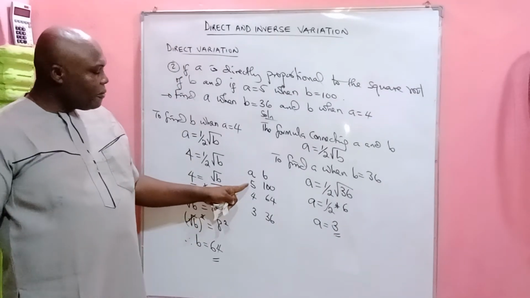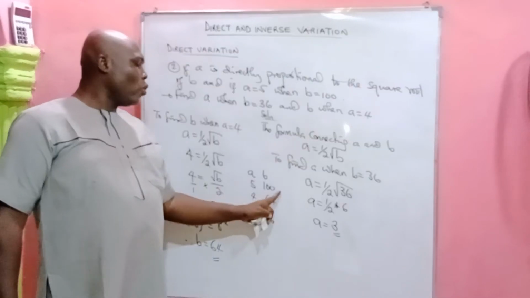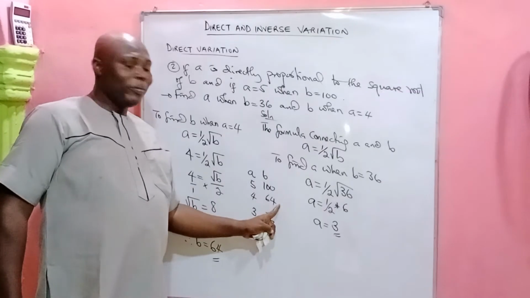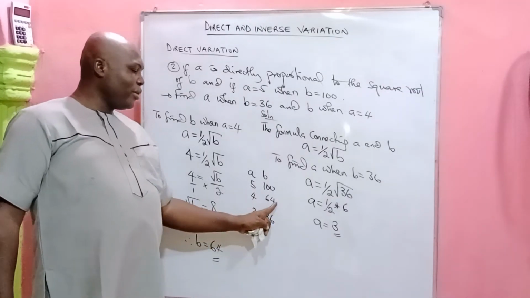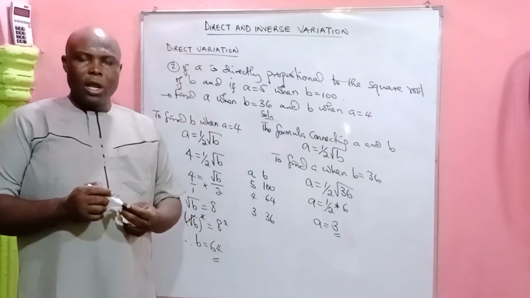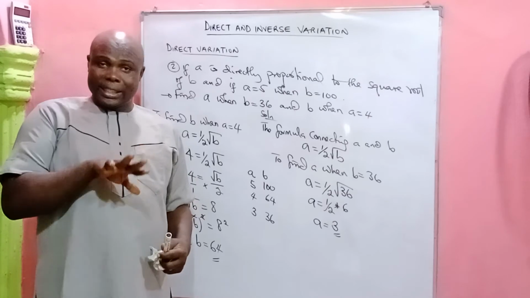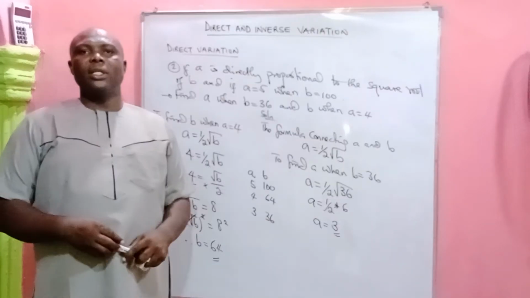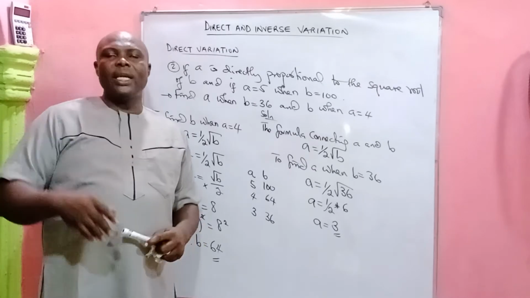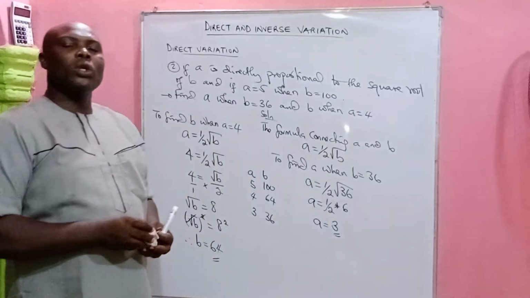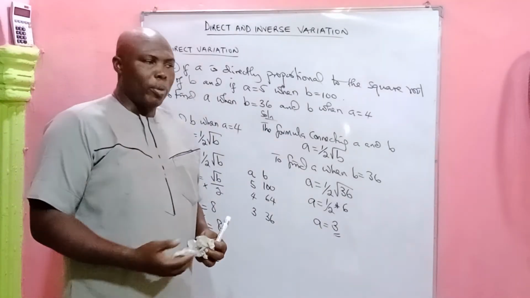You can see that when A was 5, B was 100. A reduced to 4, B reduced to 64. A reduced to 3, B reduced to 36. So you can see that they move in the same direction, meaning that an increase or a decrease in one gives you a corresponding change in the other. A decrease in one gives a decrease in the other, and an increase in one gives an increase in the other. That's what direct variation is all about, which is what we call direct proportionality.